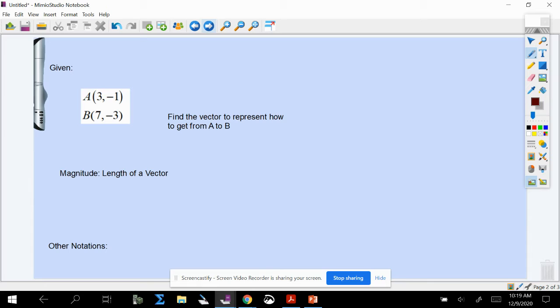So in this one, we're starting at (3, -1), so that's our initial point, and we're moving to the point (7, -3), that's my terminal point, and it wants to know basically how did we get from one to the other. So to go from A to B, my x value increased by 4. So we would say it moved to the right 4. And my y coordinate went down 2. So the vector that would represent the movement from A to B would be the vector <4, -2>.